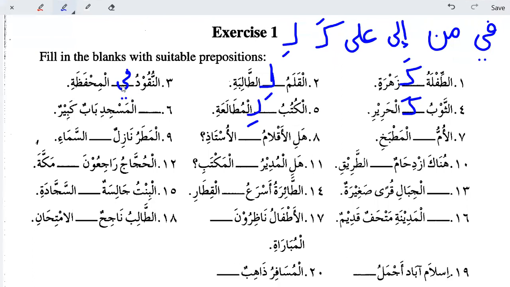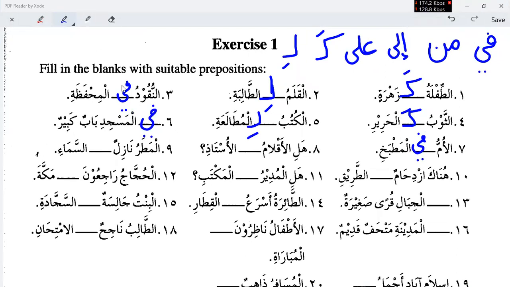Fil masjidi babun kabirun. In the masjid there is a big door. Al-ummu fil matbakh. The mother is in the kitchen. Next.